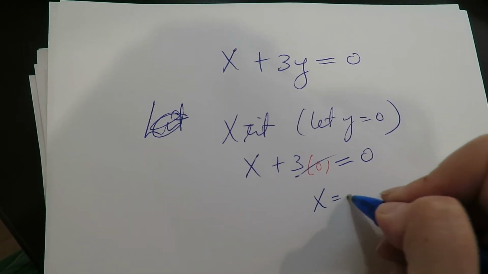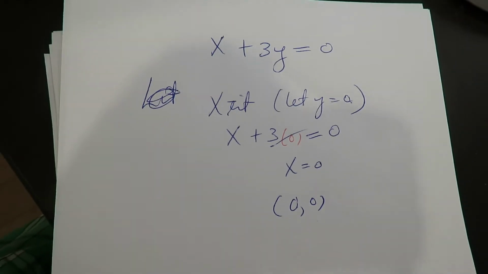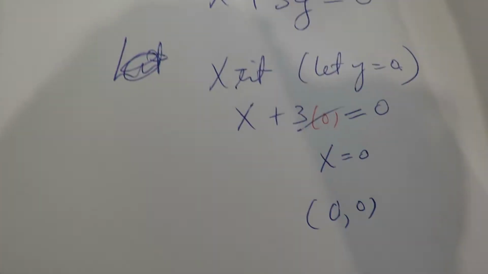That goes to 0, so you get that x is 0. So when y is 0, x is 0. So you can see that you're going through the origin, so it's going to be this case. Now there are 2 ways to handle it if it's this case.